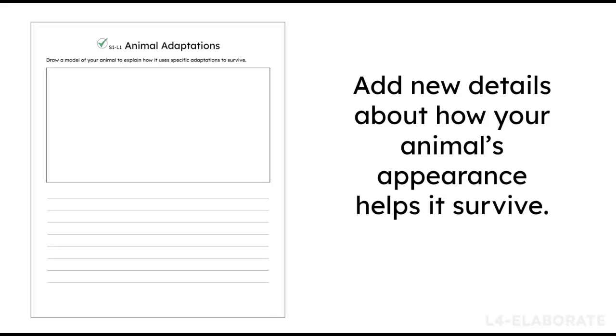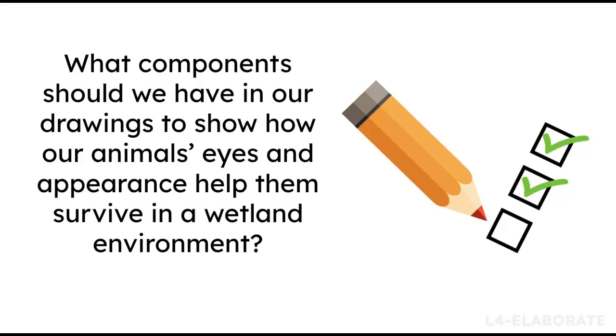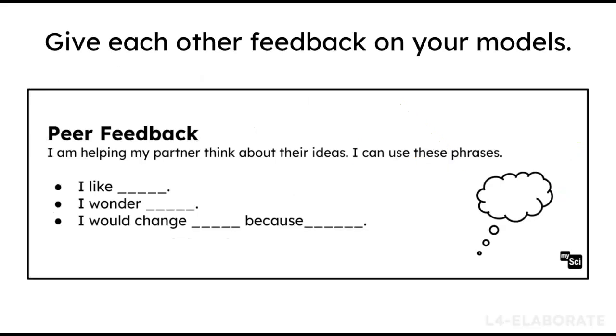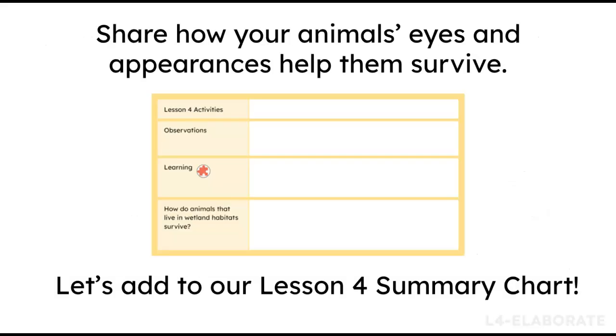For the Elaborate portion, you'll provide students time to research their animal's eyesight and ways their animal's appearance helps them survive. You'll direct students back to their Animal Adaptation student journal page and have them add new details. You'll use the new evidence observed from the activities to add to the Gotta Have It checklist for the animal models. You can also have students use the peer feedback table tent cards to provide feedback to each other on their models. After students have added to their models, you'll allow them to share their drawings and complete the summary chart discussion.